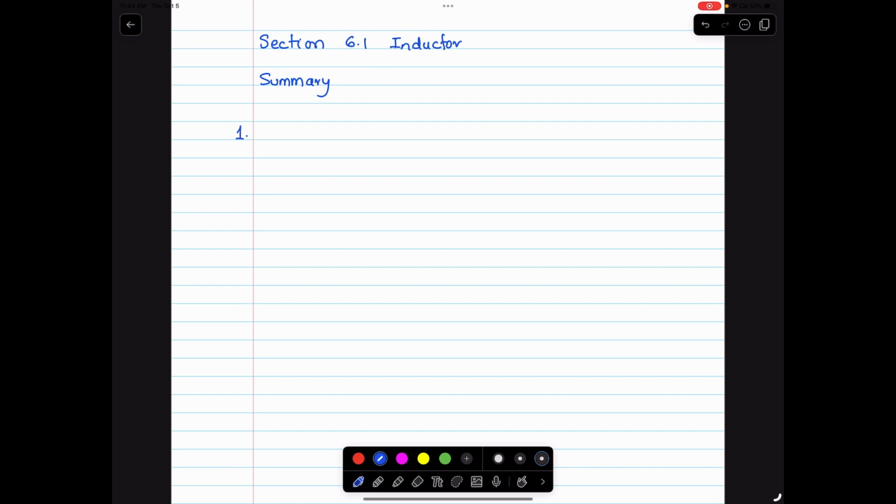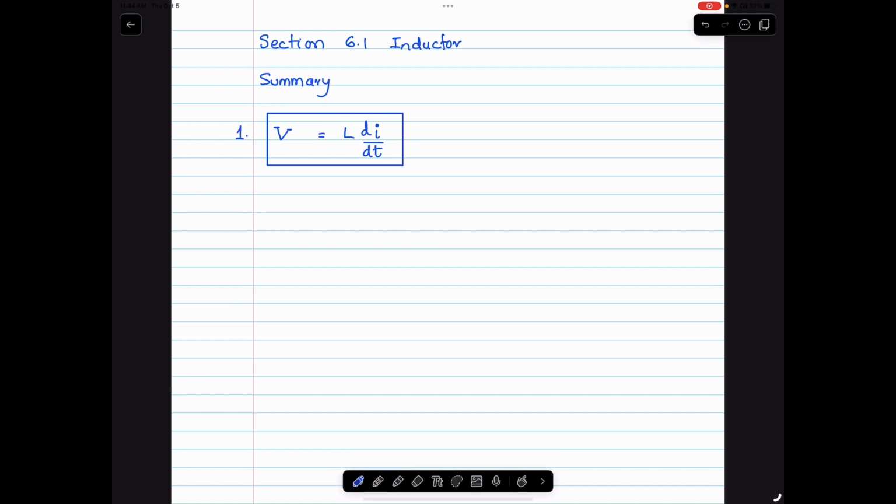The first one is the relationship between voltage and current in an inductor. Okay, the voltage in an inductor is L times the derivative of the current, the time derivative of the current. So this is one formula that we are going to be using in the example problems.